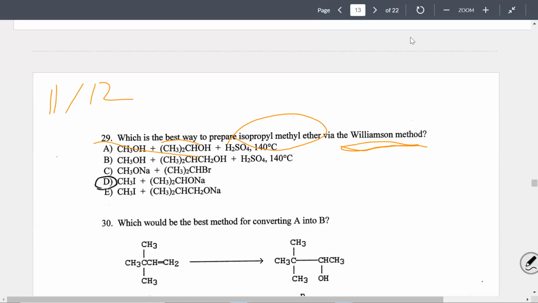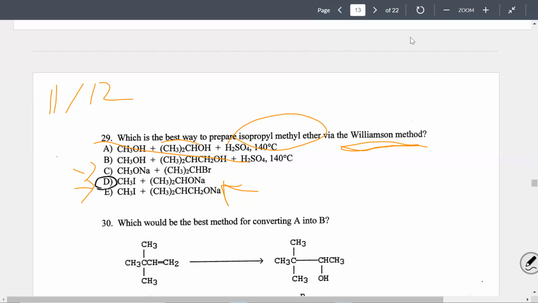Yes, so options A and B have alcohol groups. They're not going to be the best leaving groups. We can make them work, but not the best ones. The rest of them do have halogens. Now, you have to think about what's the best leaving group. For example, what's going to be better, bromine or iodine? Iodine. So we're between D and E.